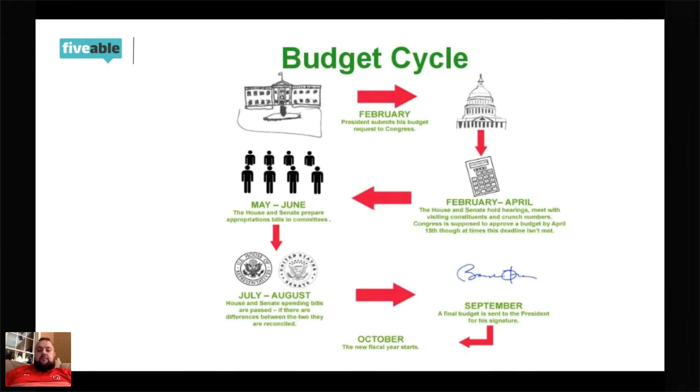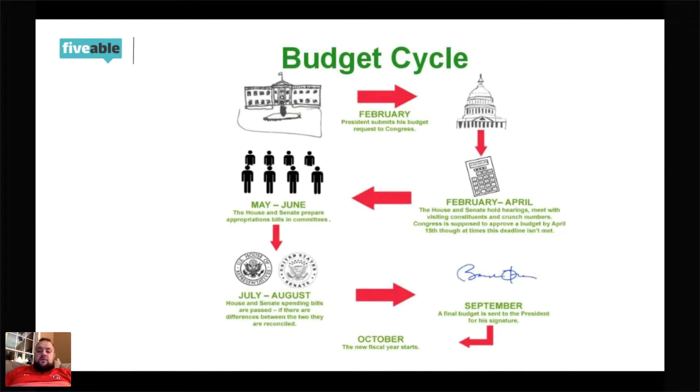But that's not what happens, especially when the president's of one political party and the majority of Congress is of another political party, what we call a divided government. And then to answer your question, the reason why it is on a Monday is just because it's the first workday of the week when Congress would meet.